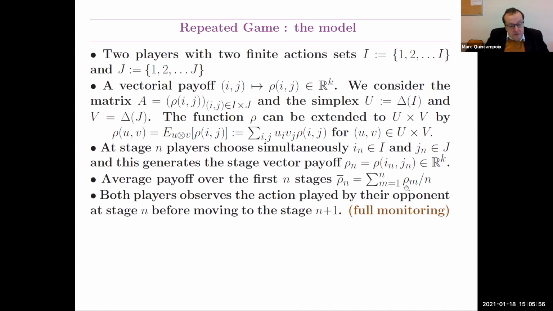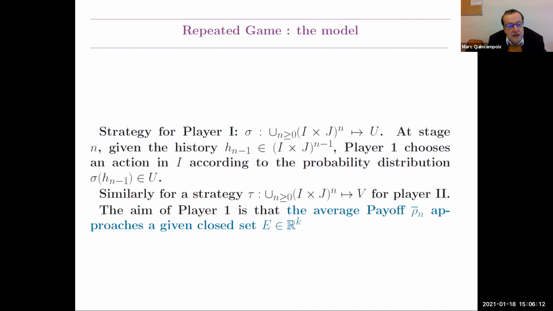It is important that in the first step I consider full monitoring. So both players observe the action played by the opponent at stage n before moving to the next stage. This is the model of the game. What is a strategy of the game? A strategy for the first player is a map sigma from the set of histories, the union over n of (I times J) to the power n, to capital U, the simplex on I. At stage n, given the history, meaning all the past actions until stage n minus 1, player 1 chooses an action in I according to a probability distribution, which is an element of the simplex U.